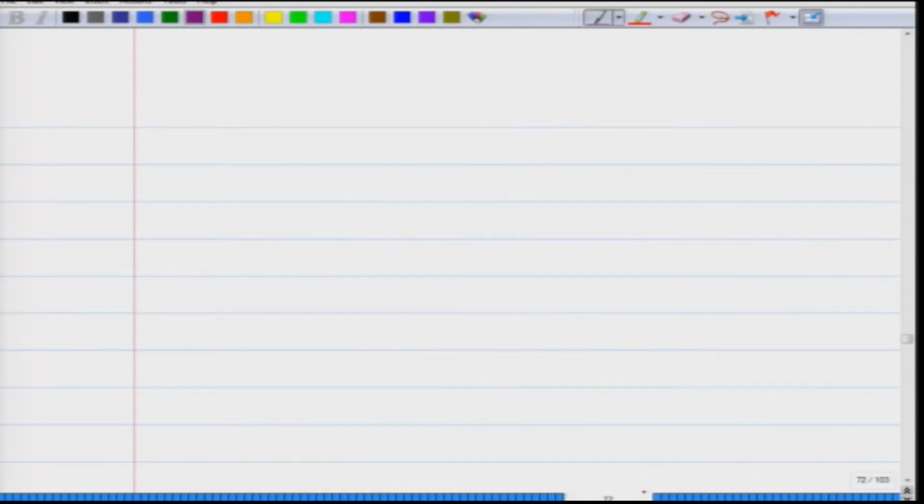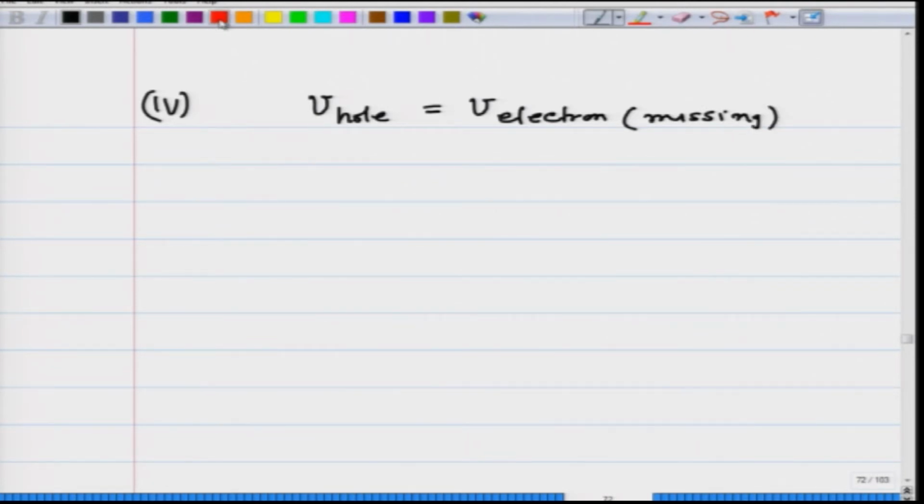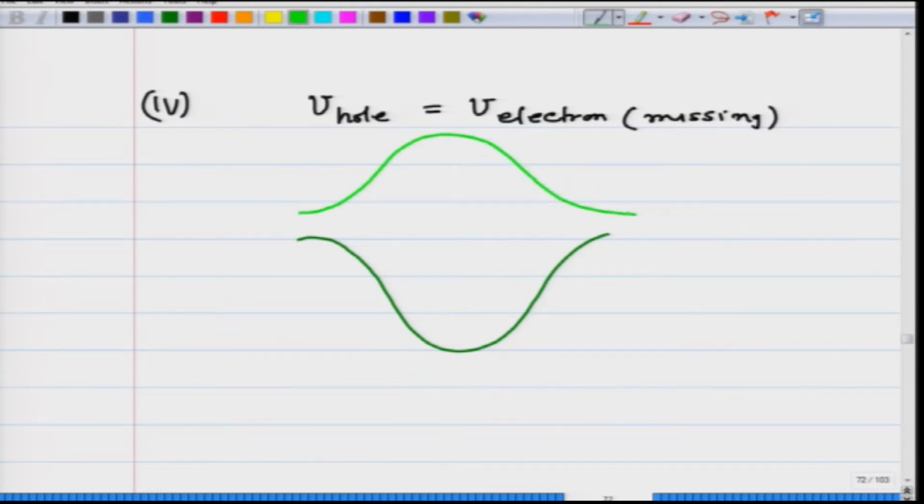So, point number 4 is going to be that V hole is equal to V electron. When I say electron, I mean that missing electron, and this is very easy to see because I had made those bands, right. So, if this is the electron band, the corresponding hole band was exactly inverted of this, where the k of the missing electron is related to k of the hole out here and the energy is exactly opposite.